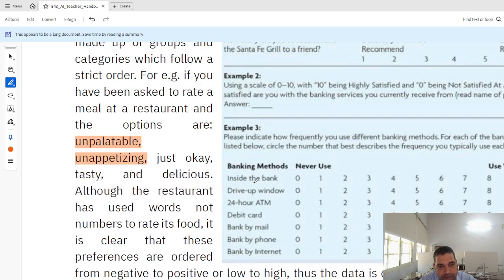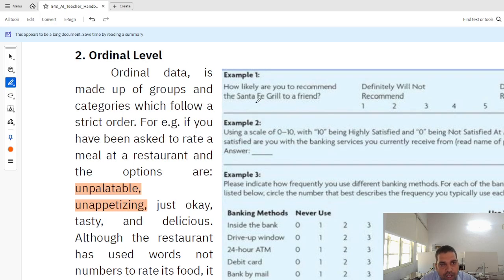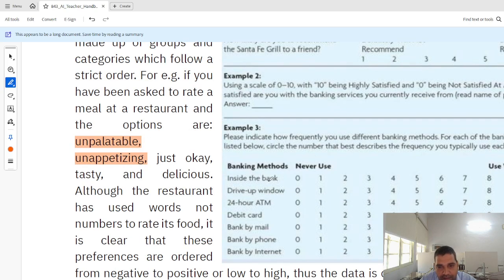So here, see, some indication is given. How likely are you to recommend? Definitely will not recommend, that is point 1, 2, 3. 4, you will recommend. Definitely you will recommend, 6 or 7. So this is the ordinal level. Here, inside the bank, labels are given. Please indicate below how frequently you use different banking methods. For each of the banking methods listed below, circle the number that describes the frequency you typically use each method. How many times? If you are using them very often, give it 9, 10. If you are never using them, it can be 0 and 1. So this is the order.